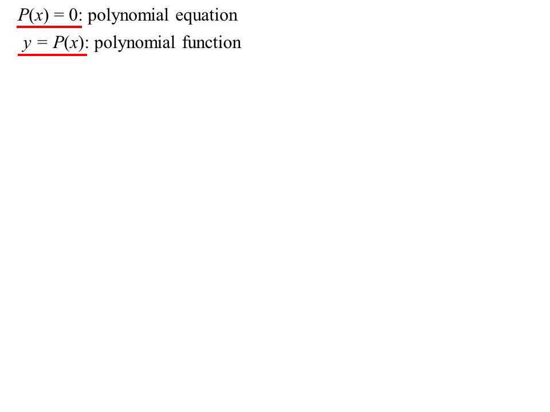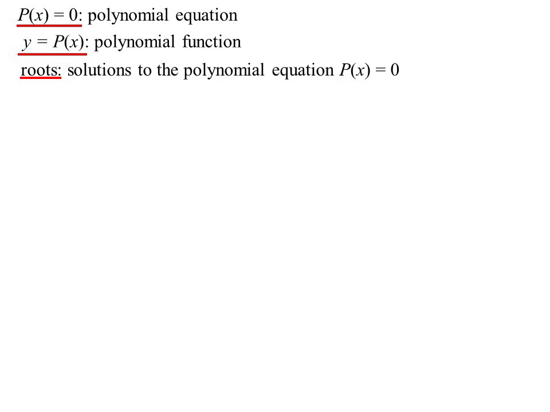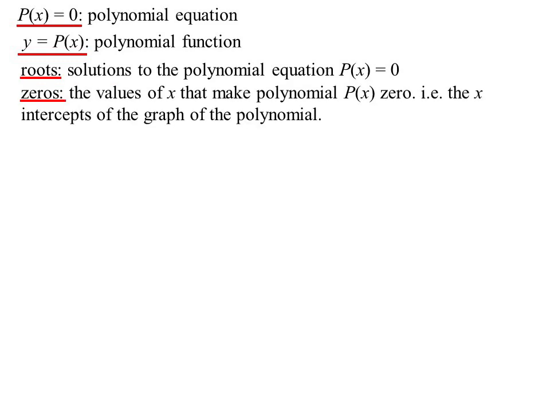Now that brings up the distinction between roots. Roots are the solutions to the polynomial equation, as opposed to zeros, which are the values of x that make that polynomial function equal to 0. So essentially it's the same numbers, but just a different term depending on whether we're talking about the equation or whether we're talking about the function. So the zeros then are the intercepts of the graph if you were to draw it with the x-axis.